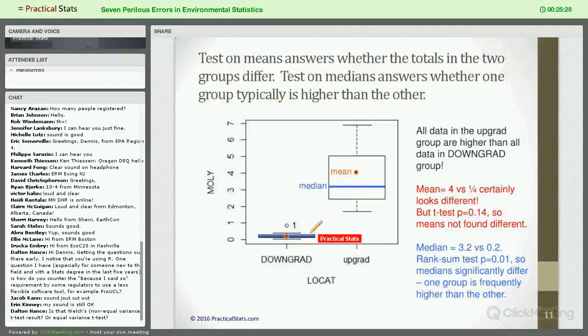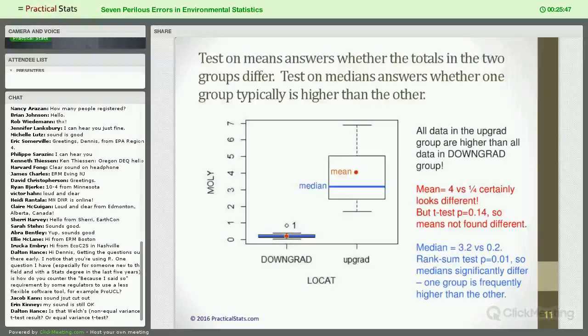And the two-group test is called the Wilcoxon rank sum test. Its p-value is quite different, 0.01. It sees the difference between the two medians, and that's because it's not affected by any non-normality or unequal variance.